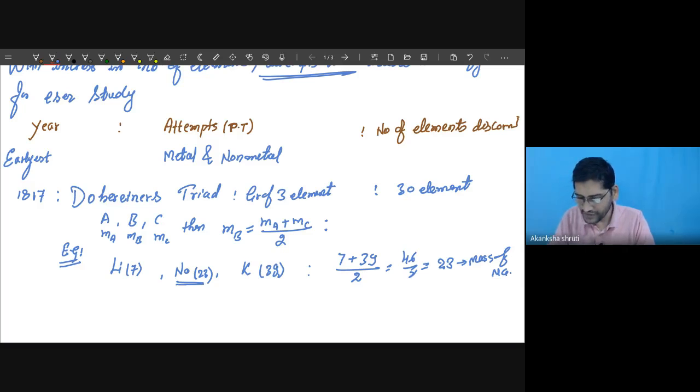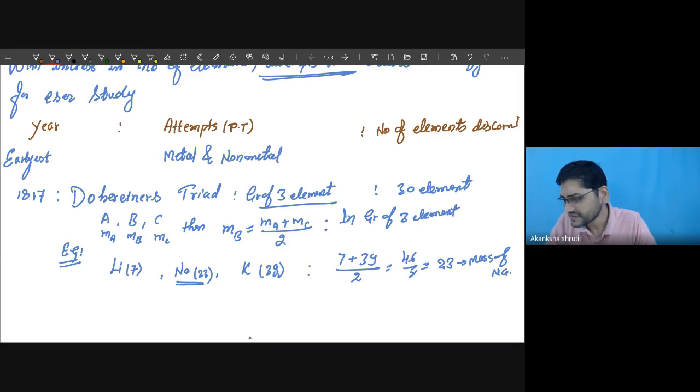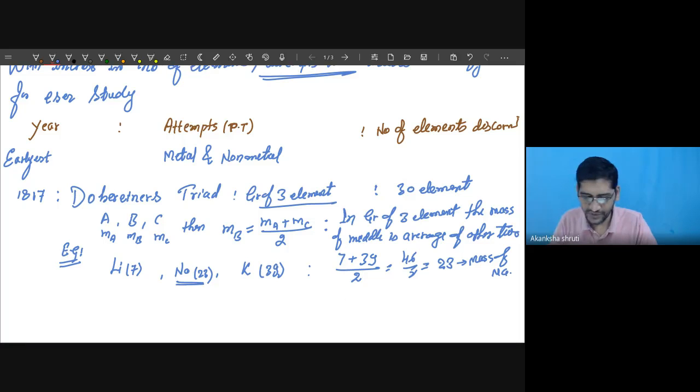So the mass of the middle one was the average of the masses of the other two in a triad. Elements were grouped into threes, but not any three can be grouped, only three which follow this relation, meaning the atomic mass of the middle one is the average of the other two. Only this much you have to keep in mind, that's all. Nothing more than this will be asked.